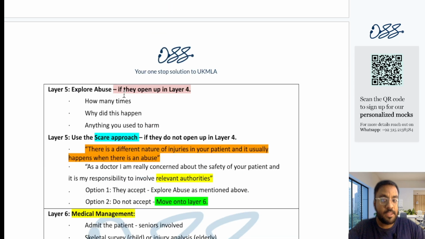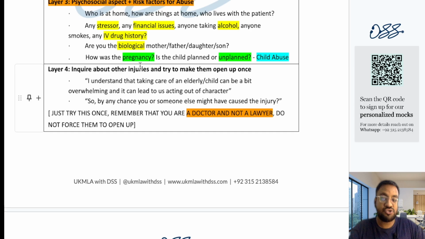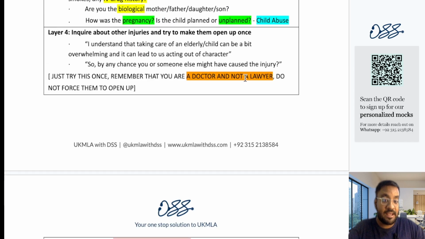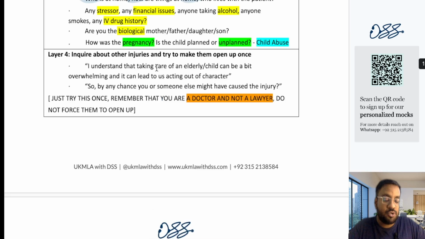Okay, but make sure that you are not being a lawyer, and you're not starting to interrogate. Number one, you're not being judgmental, and number two, you're not playing the blame game, that you have done it, or your partner has done it. You just say it once in a very diplomatic way, in a very nice tone, that somebody may have done it. Like, is there a possibility that you or someone else may have acted out of character? Just this once, you need to say this, only because you want to come to the topic. Other than that, do not be a lawyer.